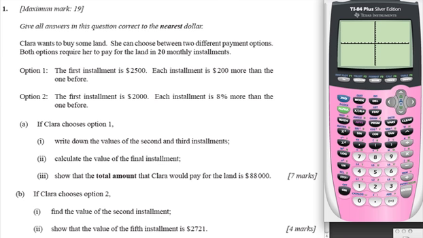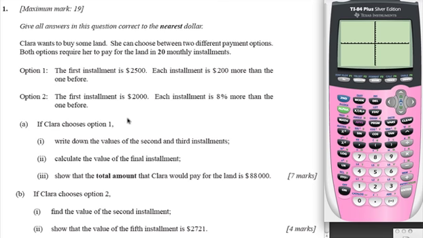Okay, so the second option, we've got $2,000, and then each installment is 8% more than the one before. So we've got a geometric sequence here. Okay, so if Clara chooses option one, the arithmetic option, write down the values of the second and third installments.